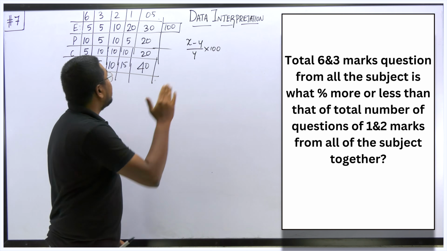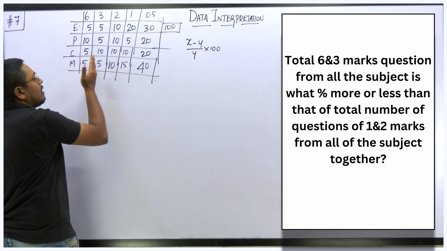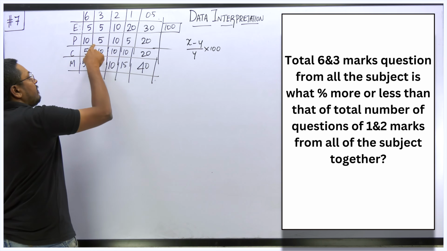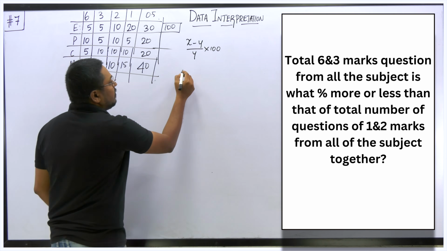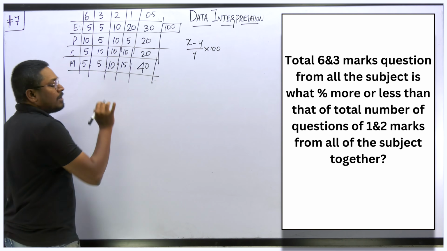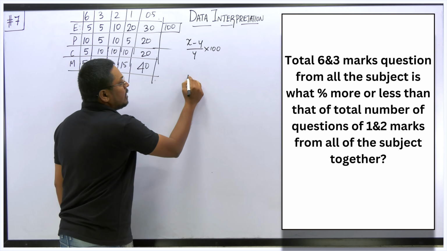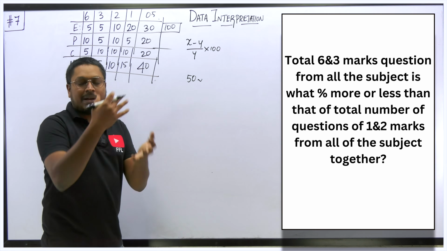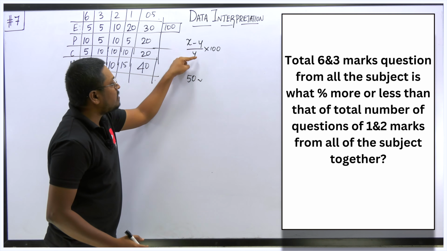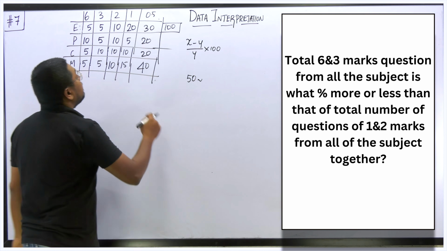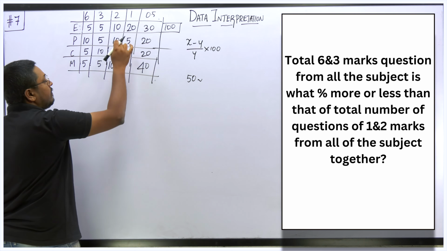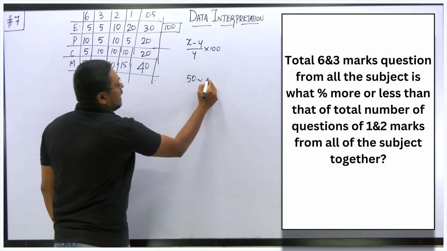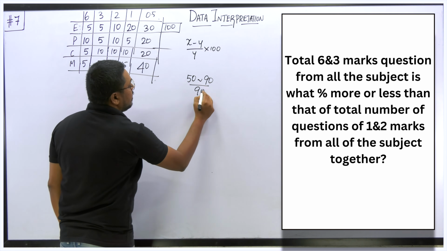First we can find for 6 mark and 3 mark. The total number of questions: 5 plus 5, 10, 20, 25, 30, 35, 45, 50. So the total number of questions on 6 mark and 3 mark is 50, right? Next, y will be 1 and 2 mark because we have to compare with 1 and 2 mark. The comparison should always come in the denominator, right? So 1 mark and 2 mark: 20, 30, 40, 45, 55, 65, 75, 85, 90. So 90 questions, so divided by 90 into 100.